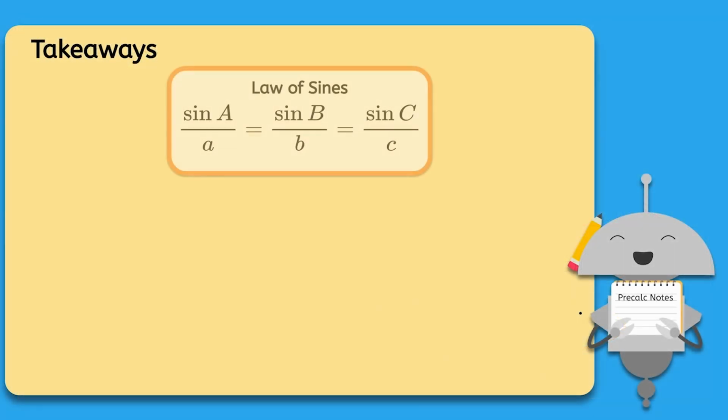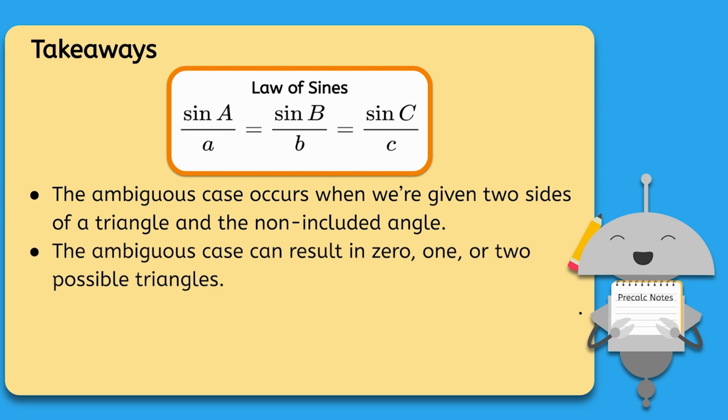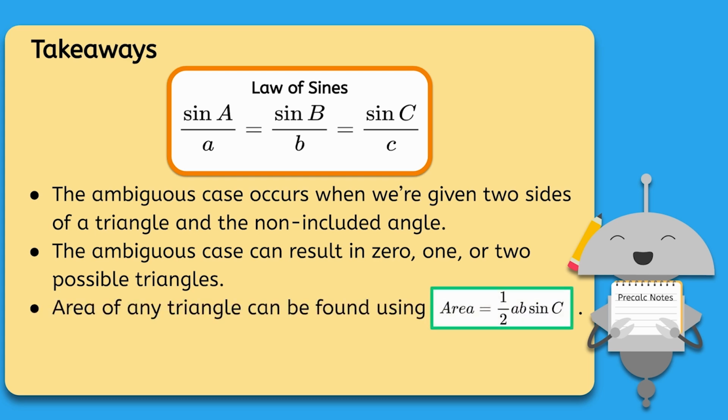Today, we learned that we can solve oblique triangles using the law of sines, which states that the ratio of the length of a side to the sine of its opposite angle is the same for all three sides. We discovered that the ambiguous case occurs when we're given two sides of a triangle and the non-included angle. And this can result in 0, 1, or 2 possible triangles using the given conditions. Finally, we discovered the area of any triangle can be found using area equals 1/2 A times B times sine of C.